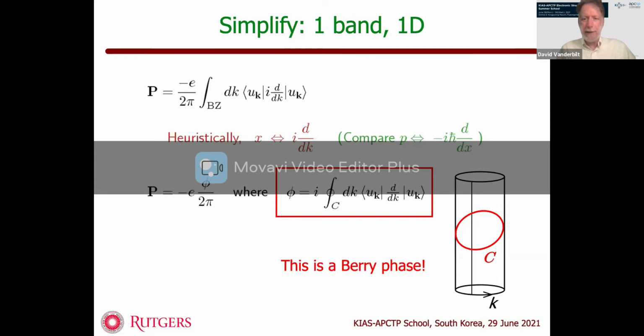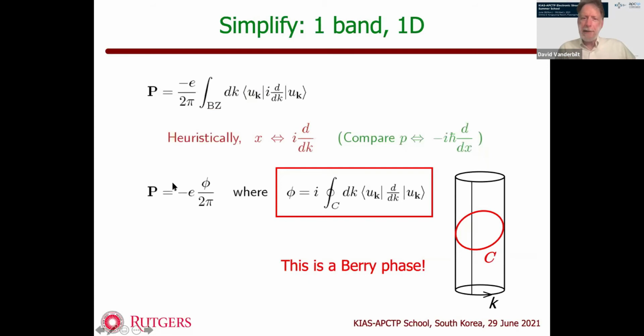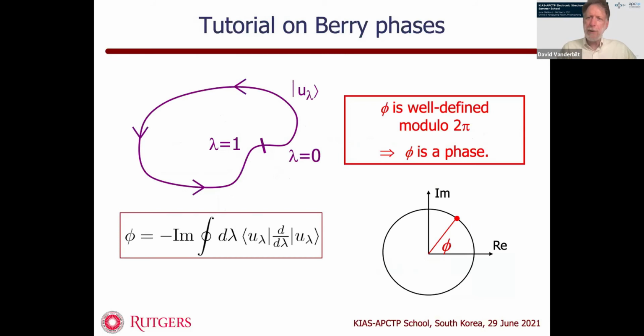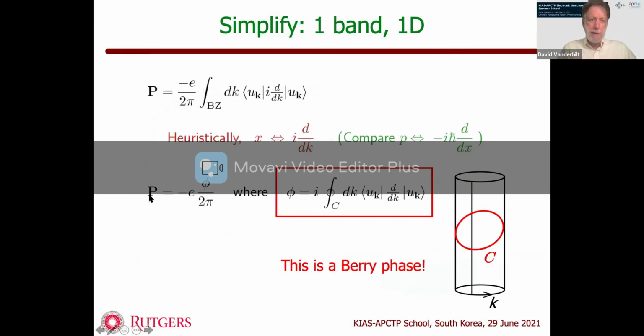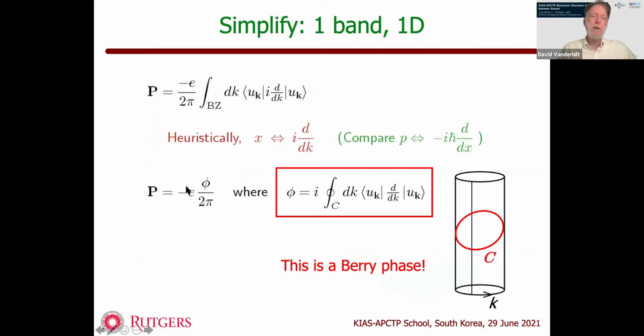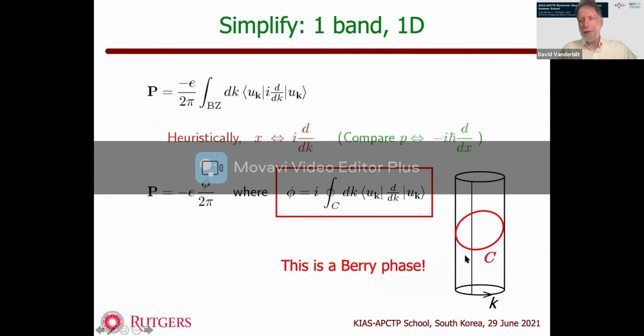But the thing to keep in mind here is that this Berry phase is only well-defined modulo 2 pi. For example, I said that pi over 2 and 5 pi over 2 are really the same thing. That may make you wonder about this polarization. It means that the polarization could be minus e over 4 or minus 5/4 e over 4, and that's the same thing. In other words, I can change the polarization by a quantum e and still be represented by the same phase angle for this Berry phase. I'll explain why that is when I look at the Wannier function representation.